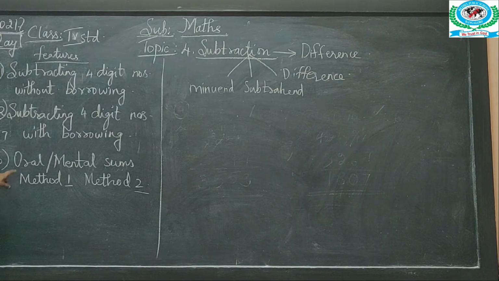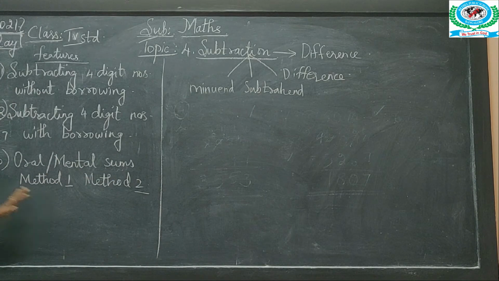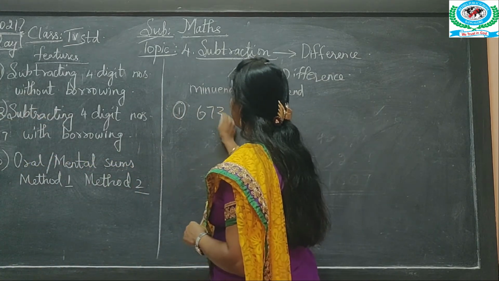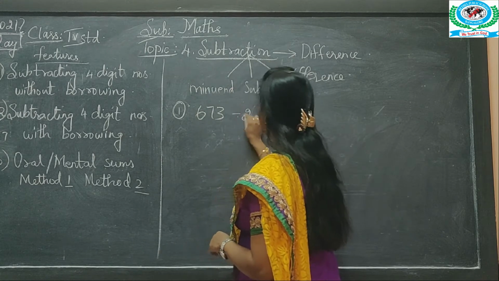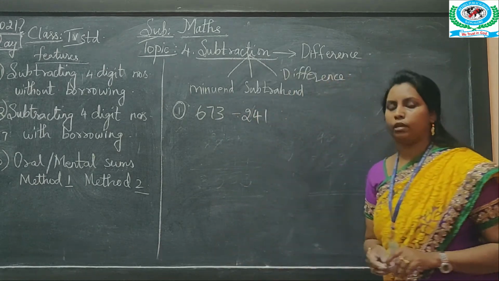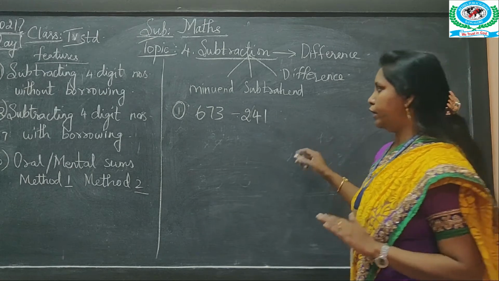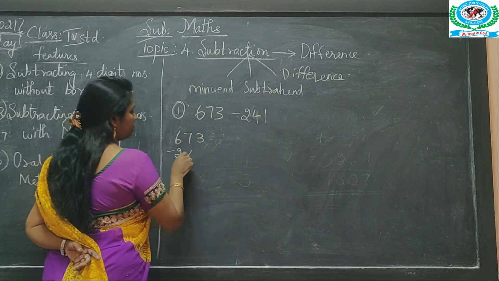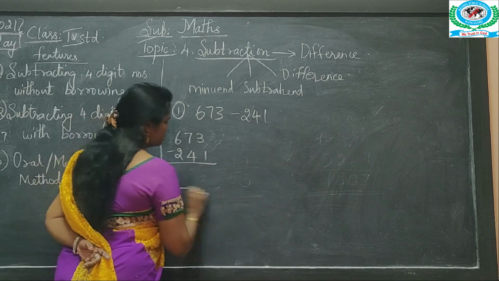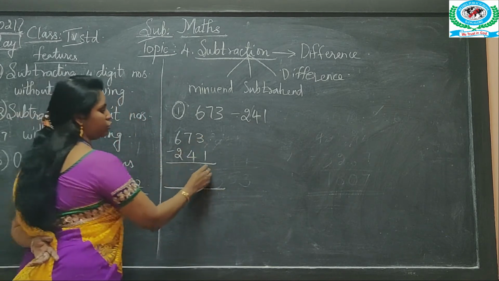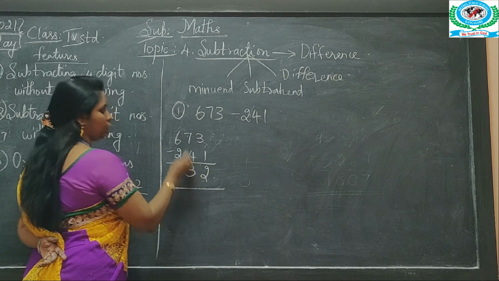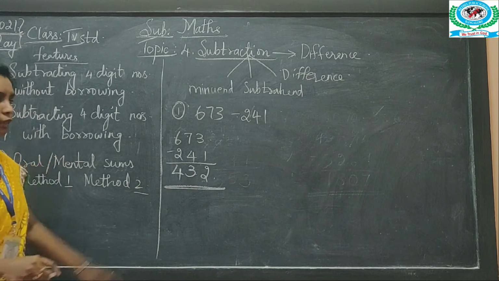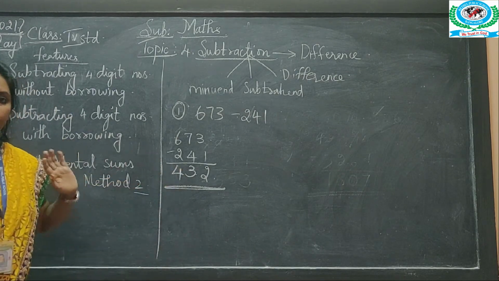Okay, so in the oral and mental sums, you have two methods here. Suppose I give you the number 673 minus 241. The general method we know is 673 minus 241: 3 minus 1 is 2, 7 minus 4 is 3, 6 minus 2 is 4. So the answer is 432.